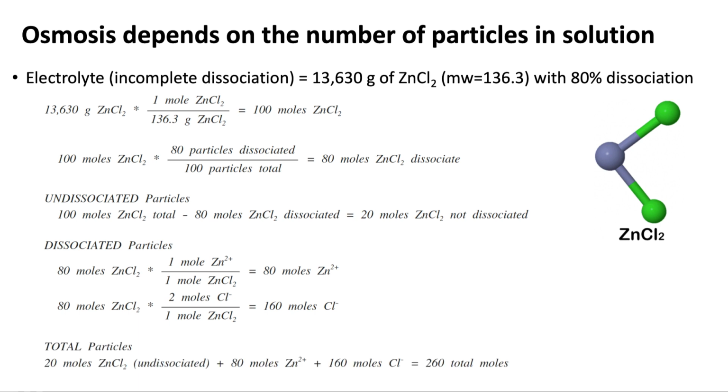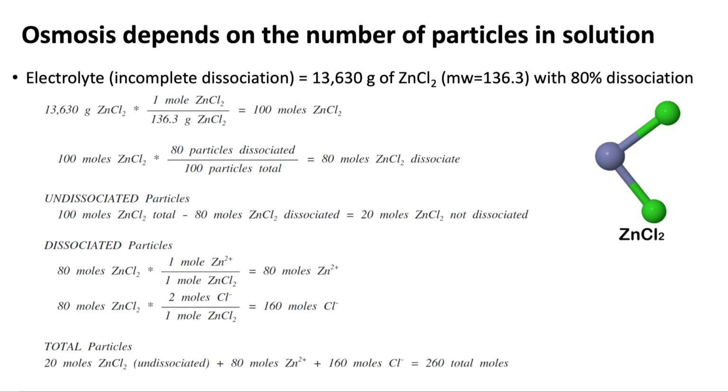Now we'll do the same thing to calculate the total number of particles in solution. It would be our 20 molecules of zinc chloride that did not dissociate, plus the 80 molecules of zinc that did dissociate, plus the 160 molecules of chloride that dissociated. So 20 plus 80 plus 160 gives us a total of 260 molecules.